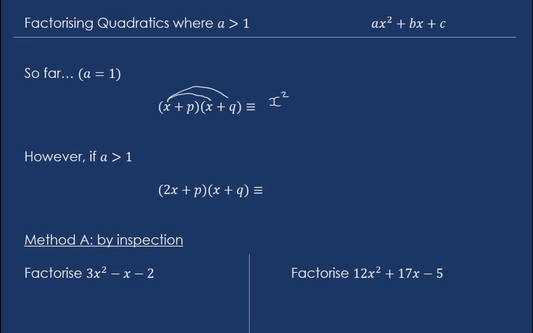Outer ones would give me qx. I've gone for p and q here rather than a and b or anything, so I don't get mixed up with these letters up here. The inner ones, p times x would give me px, and the last two would give me pq.